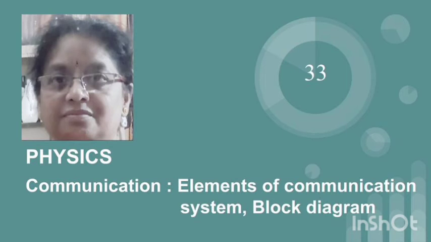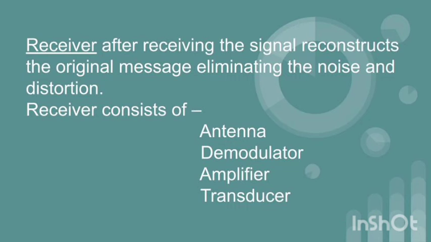During transmission, there is some transmission loss or attenuation of signal. So, with increasing distance, the power of signal gradually decreases. Also, during propagation through the channel, the transmitted signal may get distorted or noise may be added up. The receiver, after receiving the signal, reconstructs the original message, eliminating the noise and distortion.